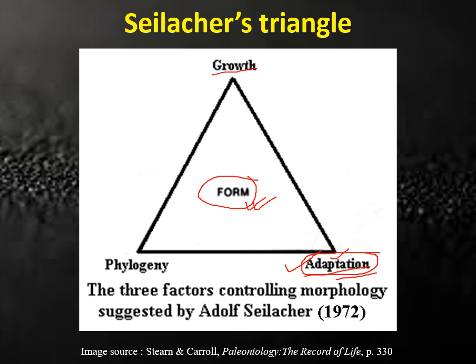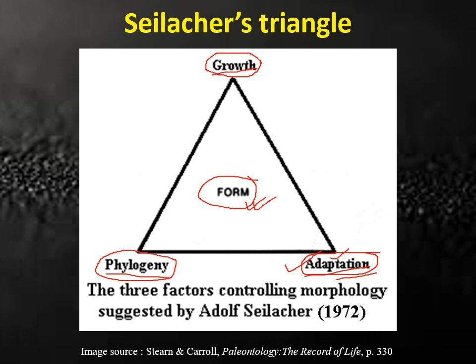These are growth and phylogenetics. The famous example of growth is the horns of the Irish elk. The famous example of phylogeny is the suture in the mammalian skull, the fractures in the mammalian skull. So together, these three factors, phylogeny, growth, and adaptation, will determine how an organism looks, what the form of an organism will be. So these three factors control the morphology, and this is the modified version of Darwin's evolution adaptation theory.